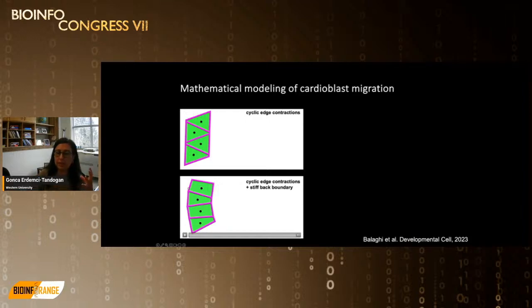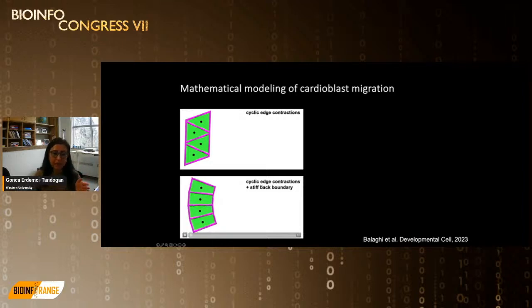That's what the experimental data tells us. And what we also know is that these are cardioblast cells, but there are also some neighboring cells called pericardial cells next to them. We then propose: what if there's a mechanical asymmetry here, such that the back cells act as a barrier, and there's a physical stiff back boundary here?